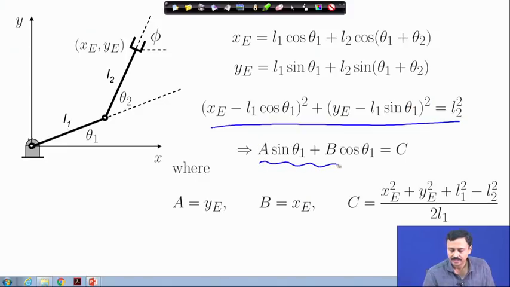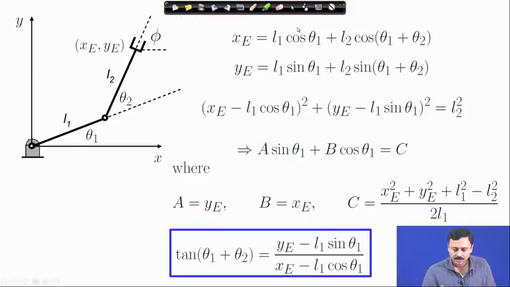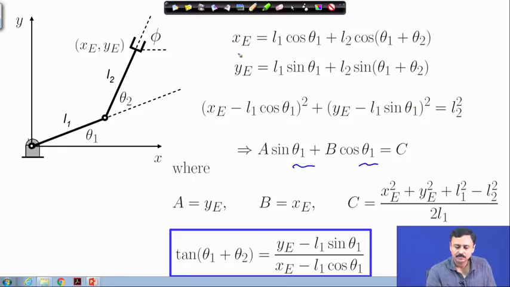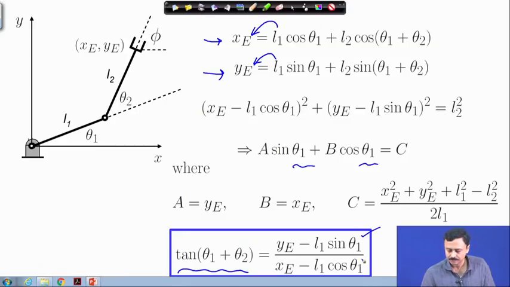This can be recast as a sin theta 1 plus b cosine theta 1 equal to c, where a is ye, b is xe and c is this expression. This can be very easily derived by simplification. Now, this kind of equation we have solved before. Once we have solved for theta 1 from this equation, we go back to these two equations. We have taken this to the left hand side. Now, we will take the ratio to find out tangent of theta 1 plus theta 2, and that is given by ye minus L1 sin theta 1 divided by xe minus L1 cosine theta 1. Since theta 1 is now known, we can find out theta 1 plus theta 2, and since theta 1 is known, we know theta 2.